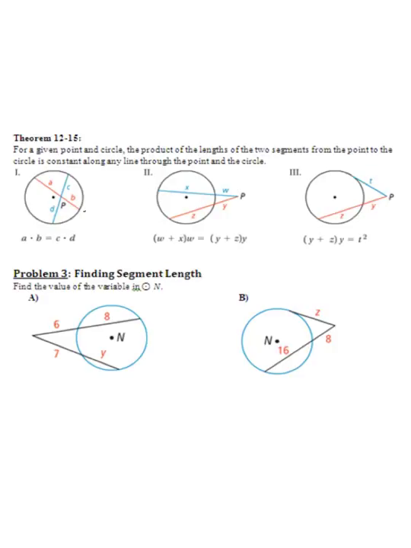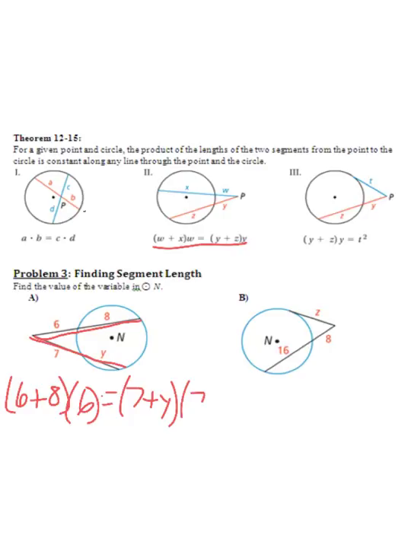So now when I'm using these formulas, for part A here, find the value of the variable, I'm going to solve for y. So this one looks like part 2. So I'm going to set it up just like they do here. I'm going to use this formula, W plus X times W is equal to Y plus Z times Y. So if this is my first line, 6 is like W, 8 is like X. So if I plug it in just like I see it, W plus X times W, that's going to be the left side of my equation. So now for here, 7 is going to be like my Y, y is like my Z, so I'm going to have 7 plus y times 7.